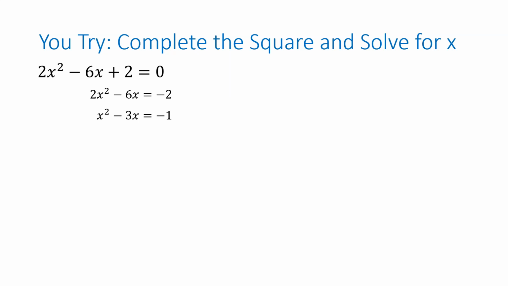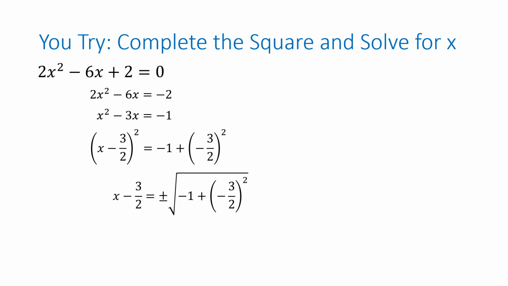This matches our perfect square pattern, so we can complete the square by adding negative 3/2 squared to both sides and writing the left-hand side as a perfect square. So we get x minus 3 halves in parentheses squared equals -1 plus -3 halves squared. We square root both sides and put a plus or minus on the right-hand side. On the left-hand side, the square and the square root cancel, and we get x minus 3 halves equals plus or minus square root -1 plus -3 halves squared.